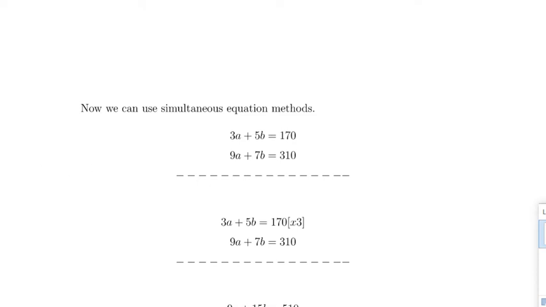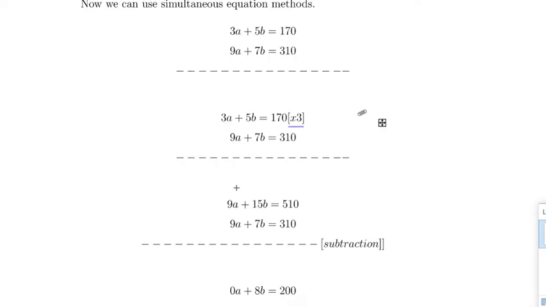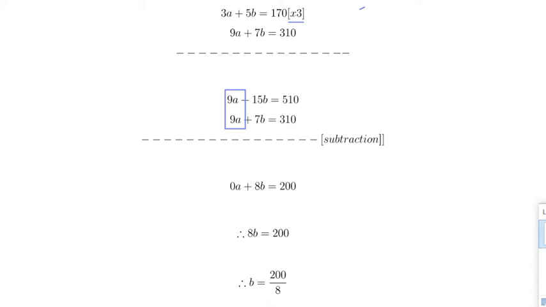And so what I decided to do is multiply the top one by 3. So what you will see, therefore, is 3 times 3 is 9, 5 times 3 is 15, 170 times 3 is 510. Now, these two match. Now you'll see that the 9a's match quite comfortably. Because they match, I can subtract from them and get 0. So you can see here, 9 take away 9 is 0a. So I no longer have two variables, I only have one.